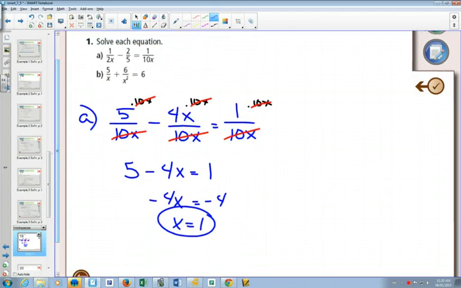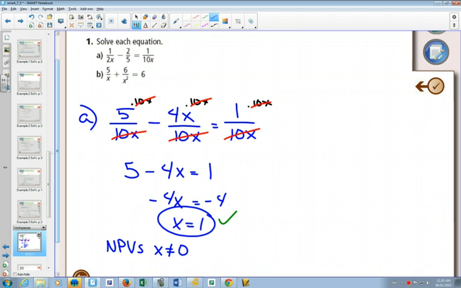Because it's a rational equation, we have to check what our non-permissible values were. X can't equal 0 in this case, because if x were 0, then we'd be dividing by 0. So our non-permissible value is x can't be 0. Our solution is x equals 1. It works.